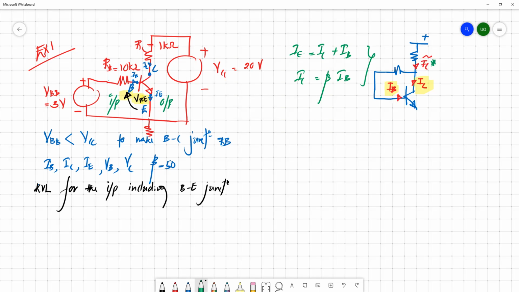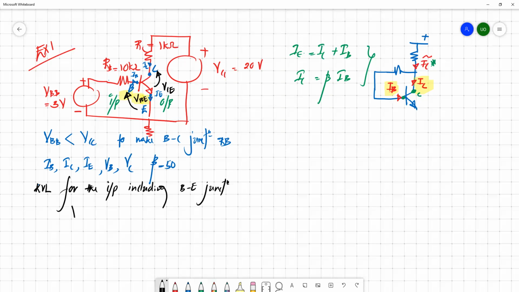Identify the nodes or terminals of this transistor and mark the current which is close to these terminals, so you don't get confused. For example, if you mark your collector current here, it's not the exact collector current. So this is your collector, mark the collector current close to this collector. This is your base, so mark it very close to this node. Then we can avoid misleading these parameters. So this is the base emitter junction voltage, base current, collector current. This is again VCE, the voltage at collector with respect to emitter. So we'll apply Kirchhoff voltage law for this input circuit including the base emitter junction.